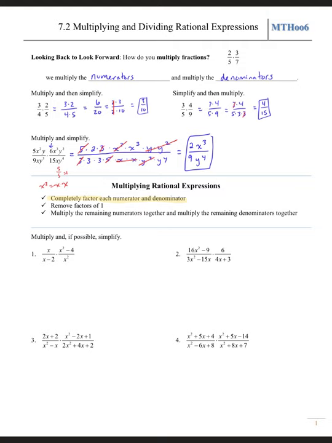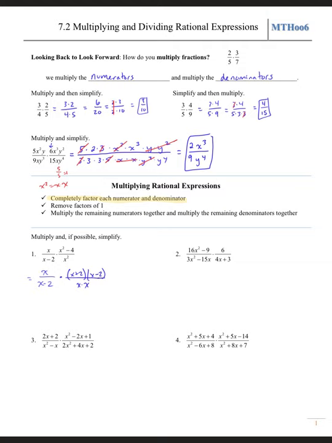So number 1 here, we have to completely factor each numerator and denominator. Well, in the first fraction, we have x over x minus 2. Nothing there simplifies, so that just is x over x minus 2. However, in the next fraction, we have x squared minus 4. Well, that's a difference of squares, so that will factor into x plus 2 and x minus 2. And denominator, x squared, well, if you need to, you could rewrite that as x times x, or leave it as x squared.